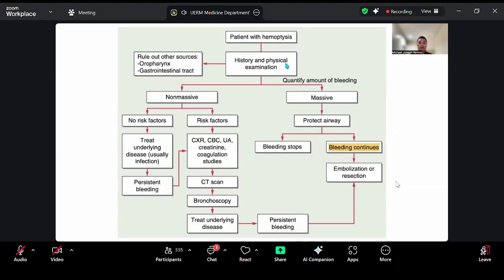So for massive hemoptysis, focus is always to stabilize the patient first and control the airways. And this needs to be a multidisciplinary approach, usually involving your pulmonologist, intensivist, thoracic surgeons, and your radiologist. On the other hand, for non-massive hemoptysis, focus is toward identifying and correcting the underlying cause. And if there are no risk factors for malignancy or other abnormalities, then treat the suspected underlying disease and observe.